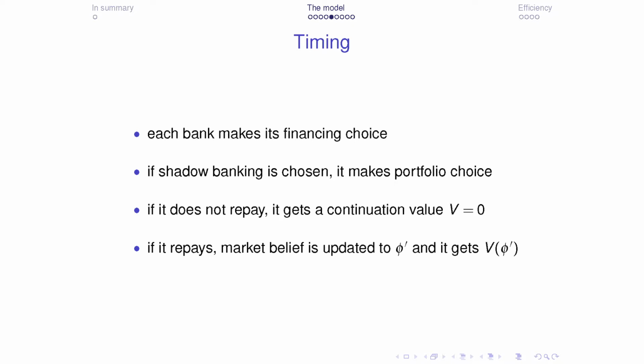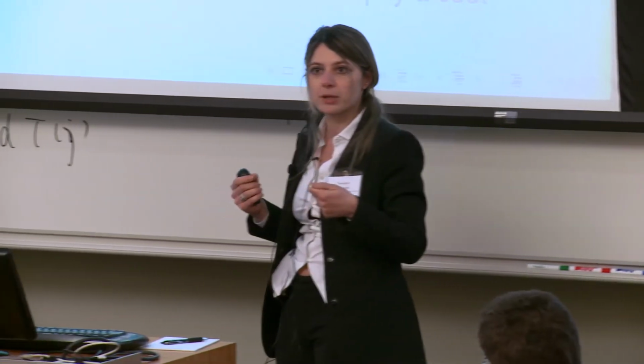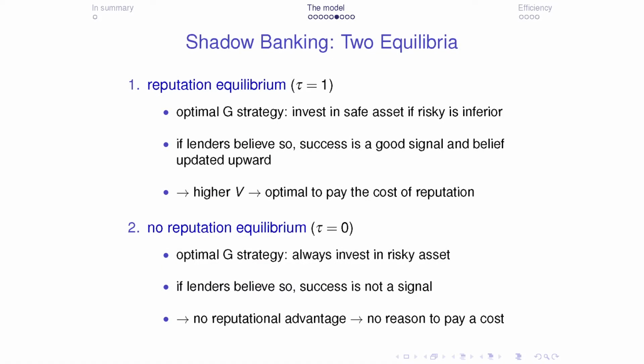And if it repays, the market beliefs are potentially updated to phi prime, and V of phi prime is the continuation value. Okay, let's now assume that the bank chooses the shadow banking system, and then we'll go backward to the financing choice. If the bank chooses the shadow banking system, then there are two possible equilibria: one with reputation and one with no reputation.